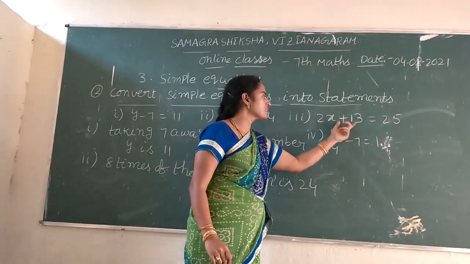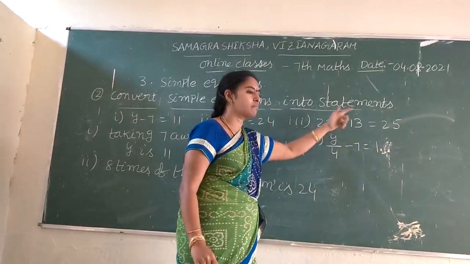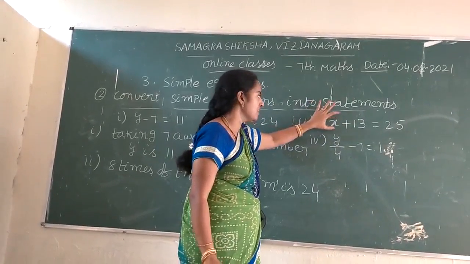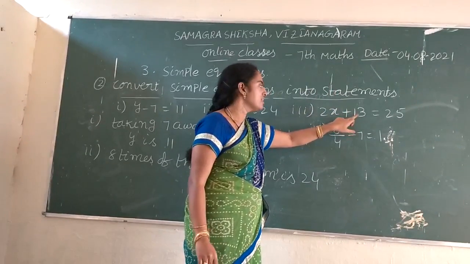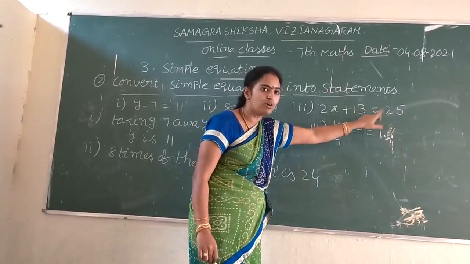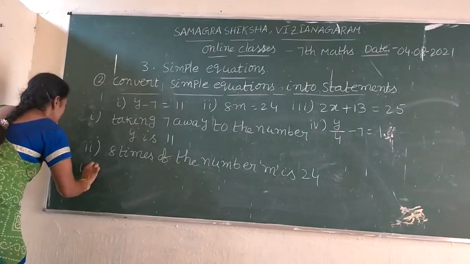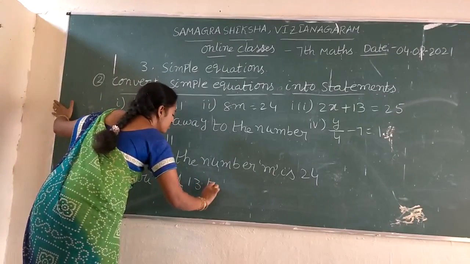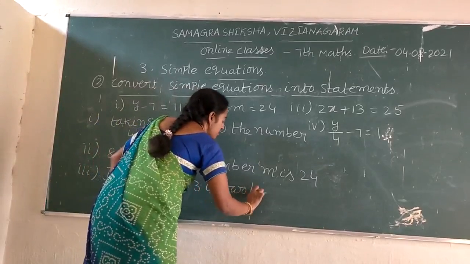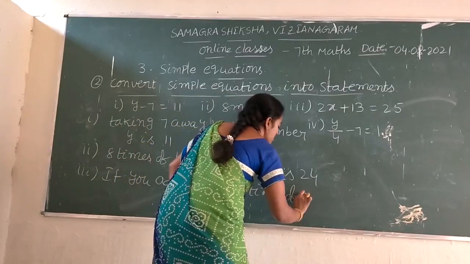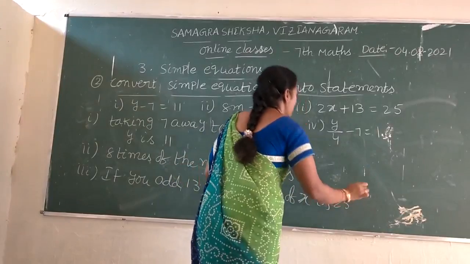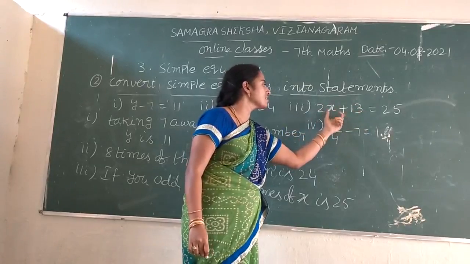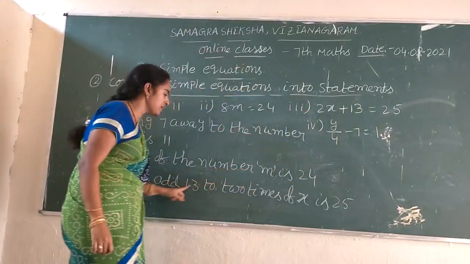And the third equation is 2x plus 13 equal to 25. Here in this equation, to 2 times x you add 13. If you add 13 to 2 times x, it is equal to 25. Look at this equation, 2x plus 13 equal to 25. If you add 13 to 2 times x, it is 25. In this way we can convert this simple equation into a statement.